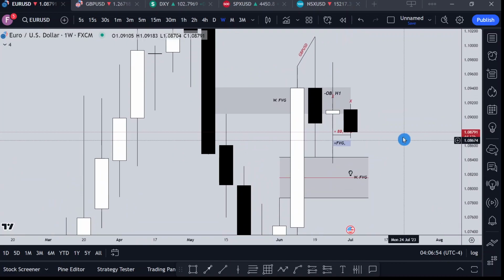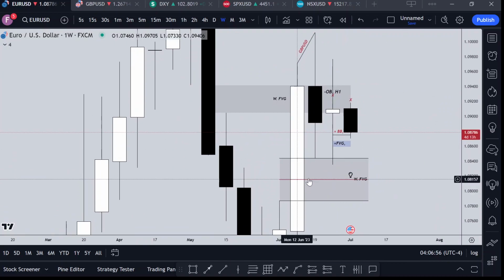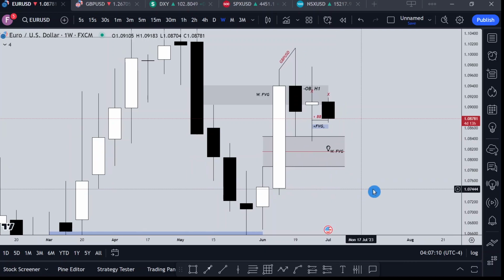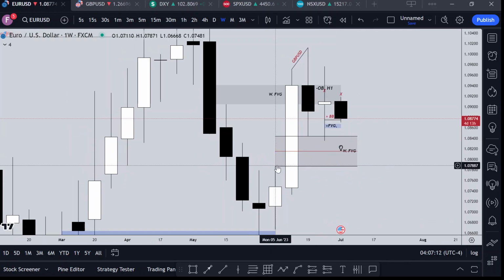And my target for the week is to see the midpoint of this weekly fair value gap being traded to. That's why I have the light bulb there. I want to see this weekly fair value gap, the midpoint of it, being traded to. And if price is overzealous, I want to see it trade to the low of the weekly fair value gap. Okay, that will be my weekly target.